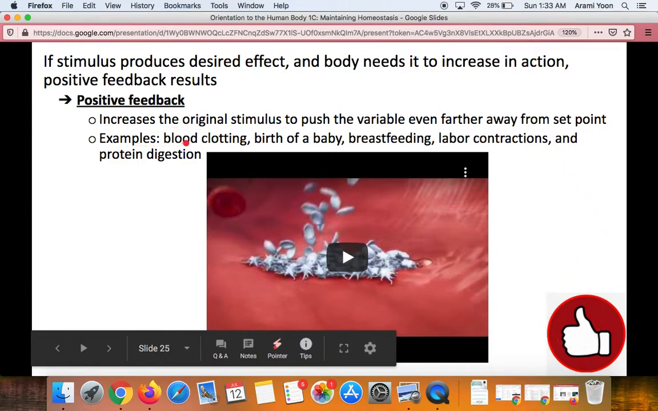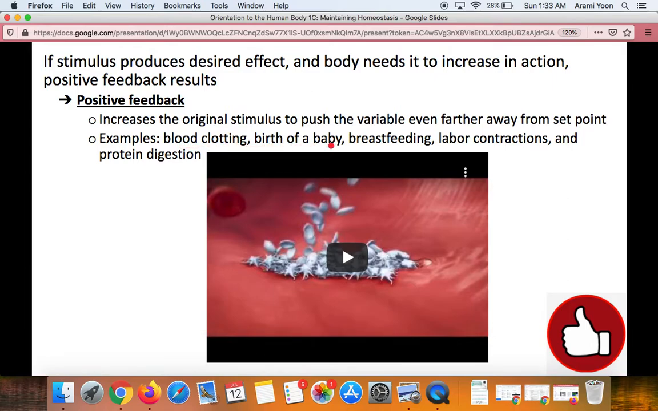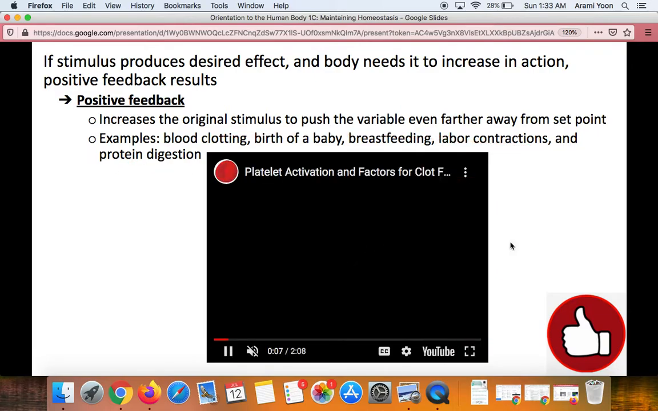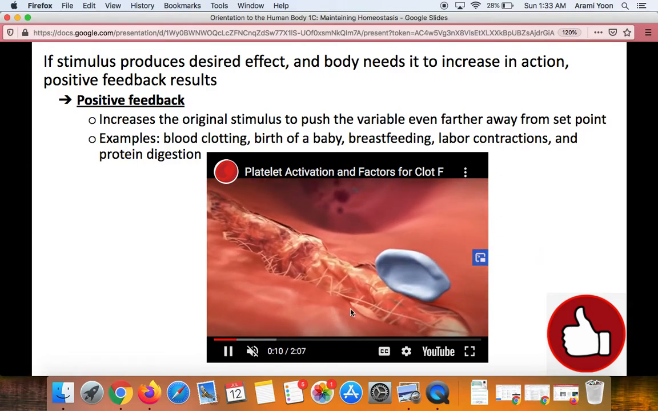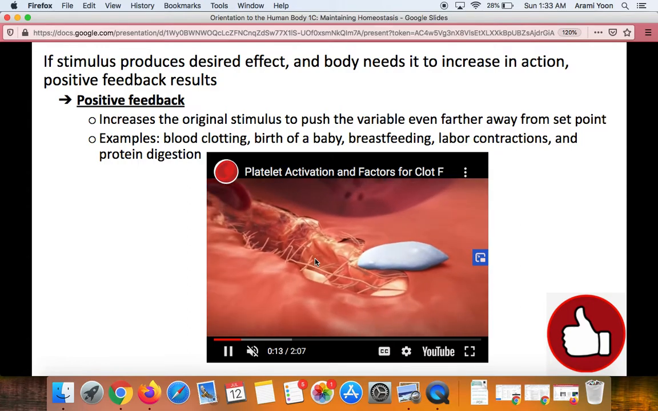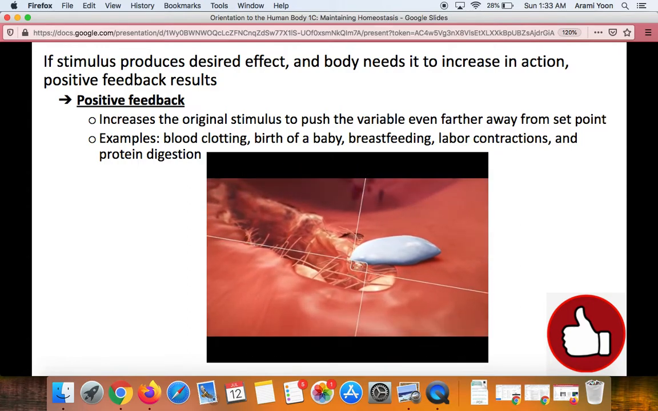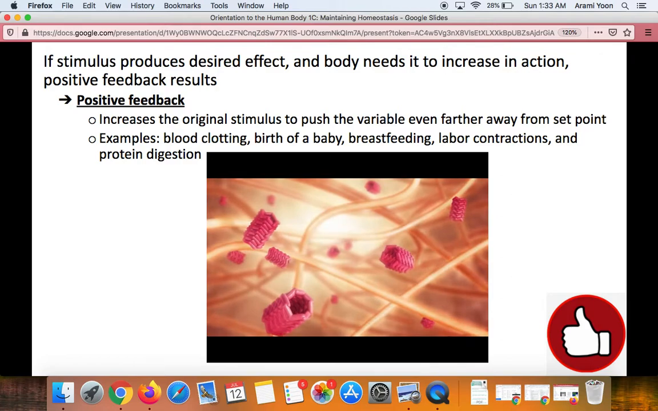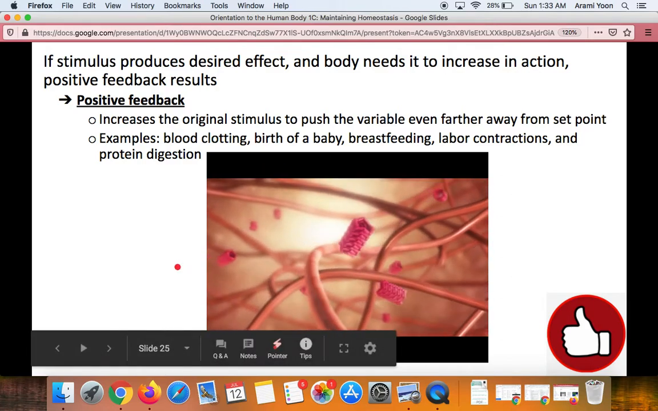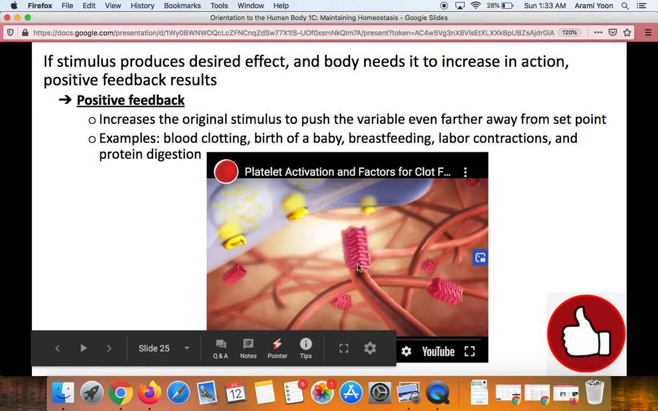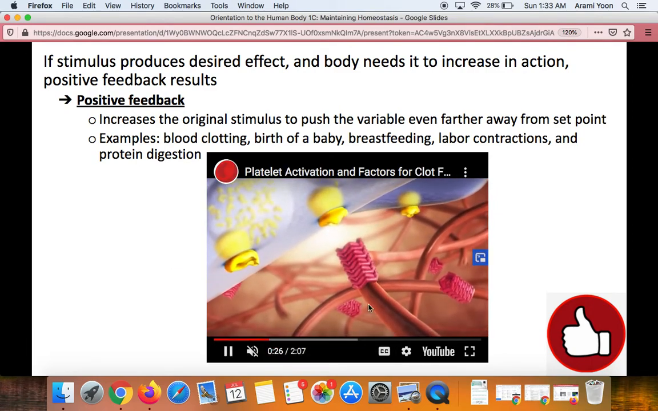And here are 4 examples that you should know of: blood clotting, the birth of a baby, breastfeeding, labor contractions, and protein digestion. So let's watch this little clip. Here you have a tear in your blood vessel. Like, I don't know, you cut your finger or something, and now you're bleeding, and there's a rip in your blood vessel. So what's going to happen is you have these cells that will produce these proteins. You can see these proteins here, you can see those proteins there.